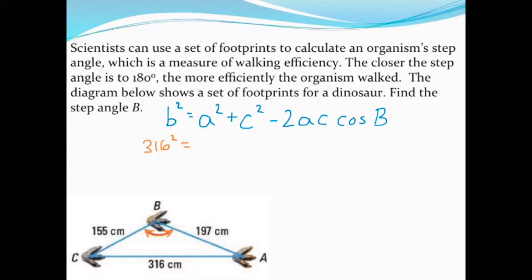So 316 squared equals 155 squared, side A, plus side C, 197 squared, minus 2 times A times C, that part repeats, so 155 and 197, and then finish it with cosine of angle B, which is what I'm trying to find.